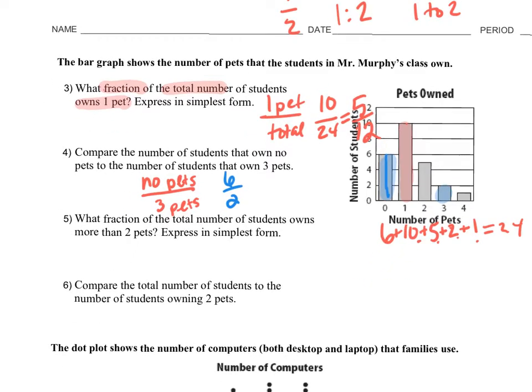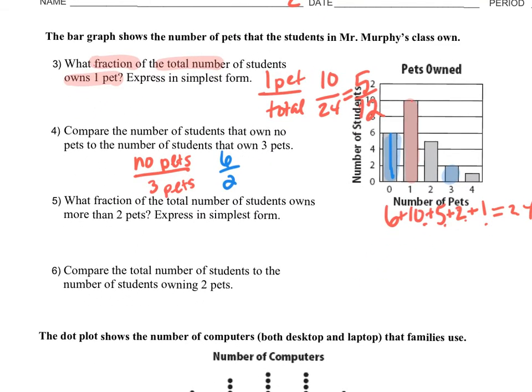Number 5, what fraction of the total number of students owns more than 2? More than 2 would not include 2. So it would just be 3 and 4, which is 3 total pets. And of the total number, so we need greater than 2 out of total. So the total is 24. Can I reduce that? To 1/8.